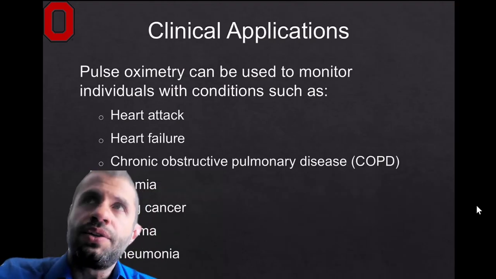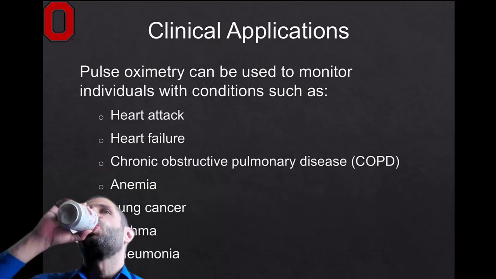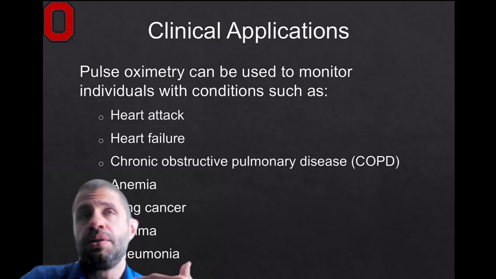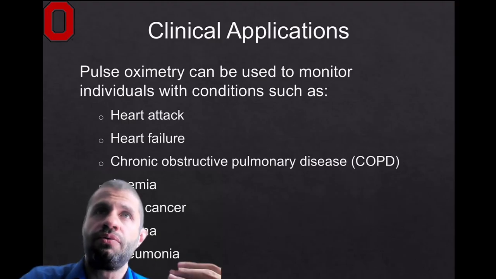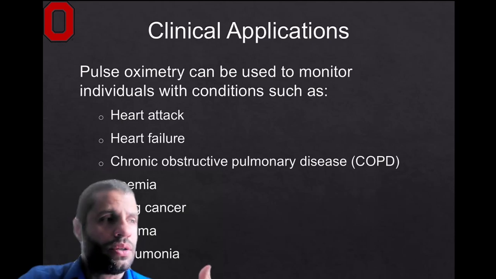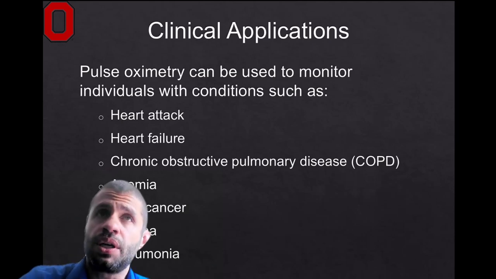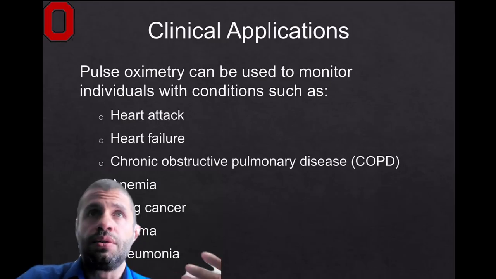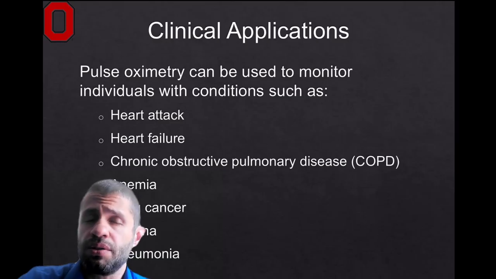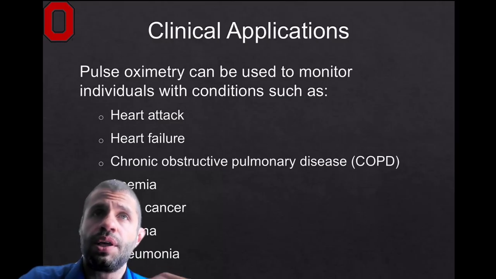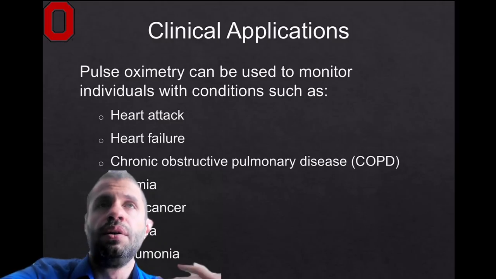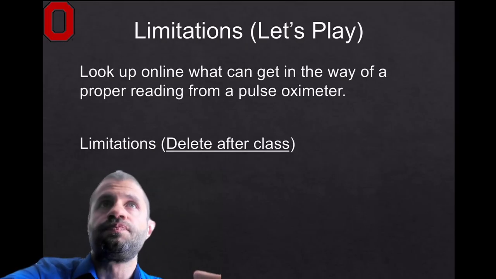Now, some clinical applications for the pulse oximeter. Given the fact that it's measuring heart rate, it can detect some heart attacks, heart failure. Specifically in the case of breathing or oxygen-related disorders, it can monitor COPD, chronic obstructive pulmonary disease, anemia, some lung cancers because of the diminishing returns of the lung due to the cancer, asthmas, or pneumonias. So anything that pretty much gets in the way of oxygen being in the blood.